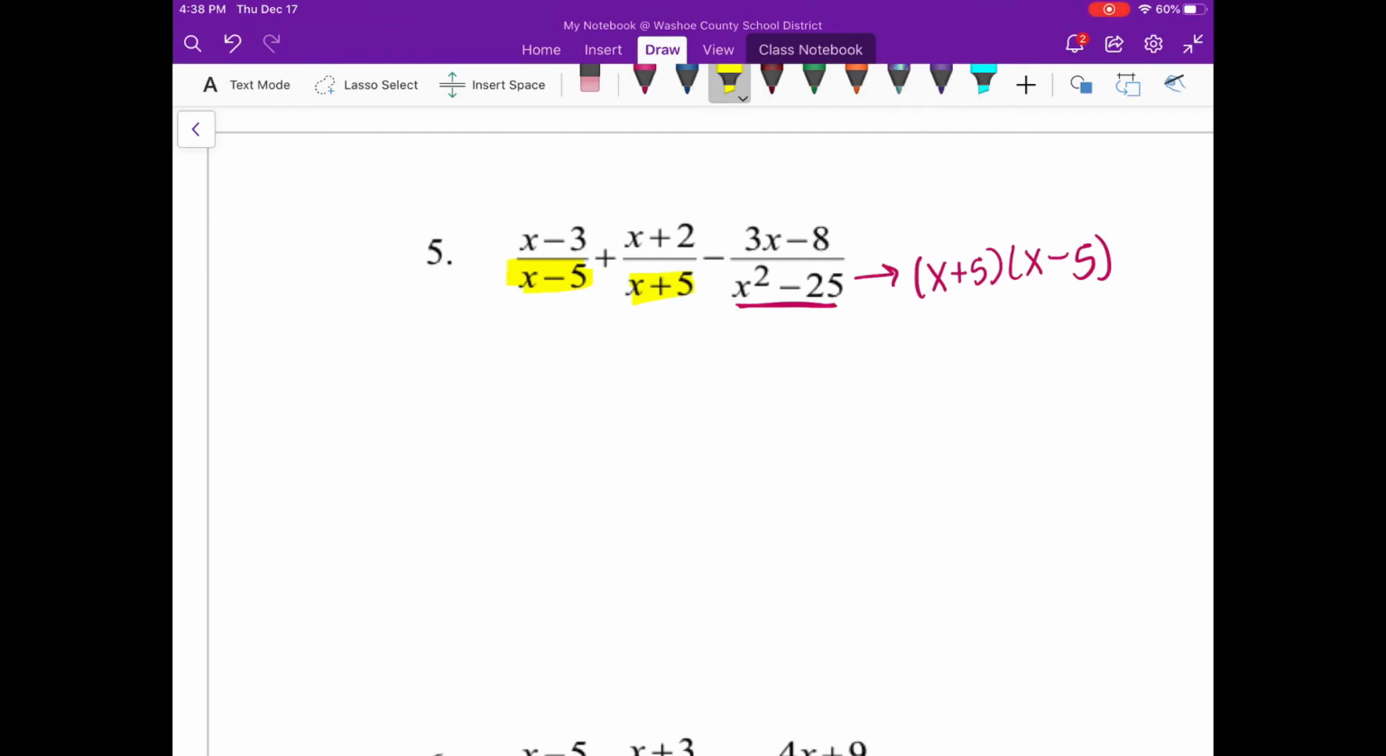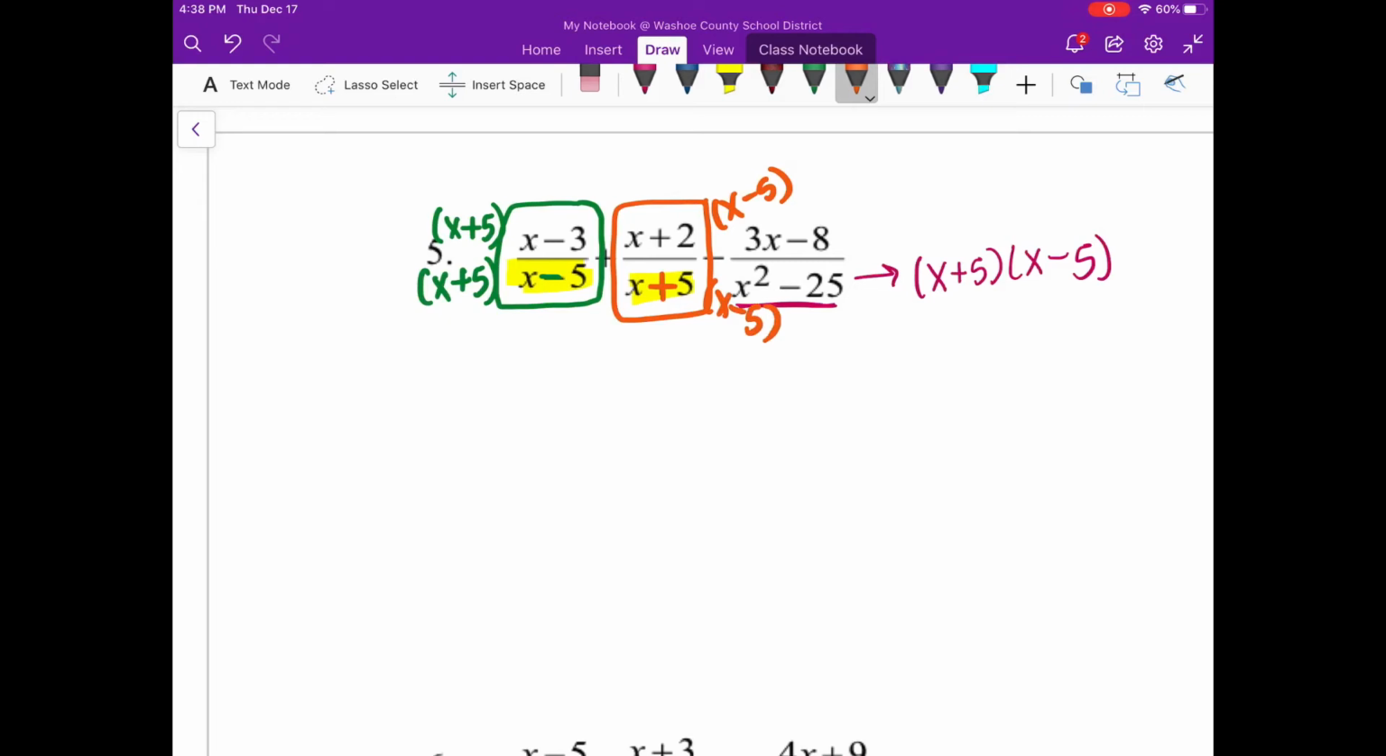So that means that these fractions should have the same denominator. I need an x plus 5, x minus 5 on all of them. So what is each individual fraction missing? This fraction right here, it has the minus 5, so it's only missing the x plus 5. So this is missing x plus 5, x plus 5. This fraction here already has the plus 5, so it's missing the x minus 5. So I'm going to multiply both the numerator and denominator by the missing factor.